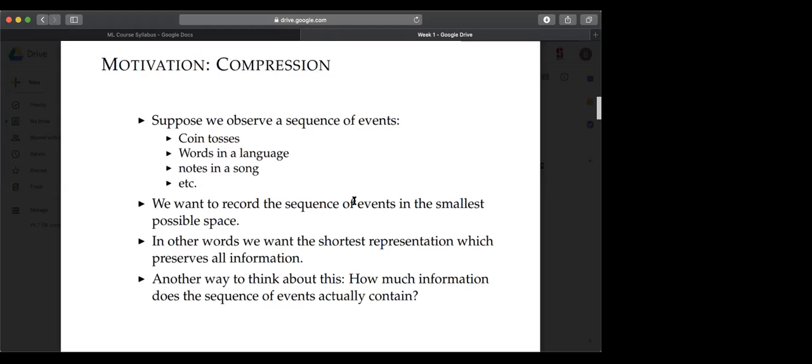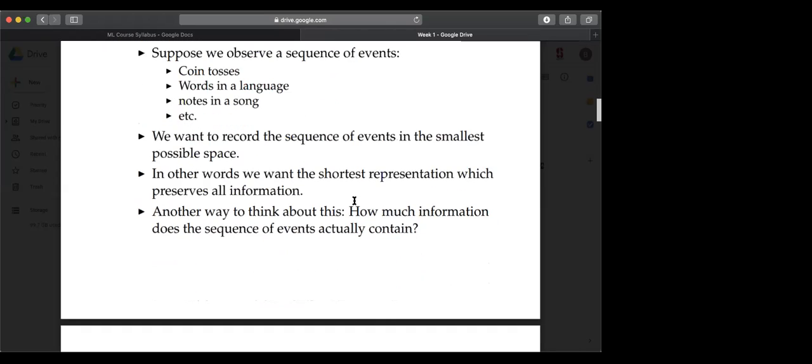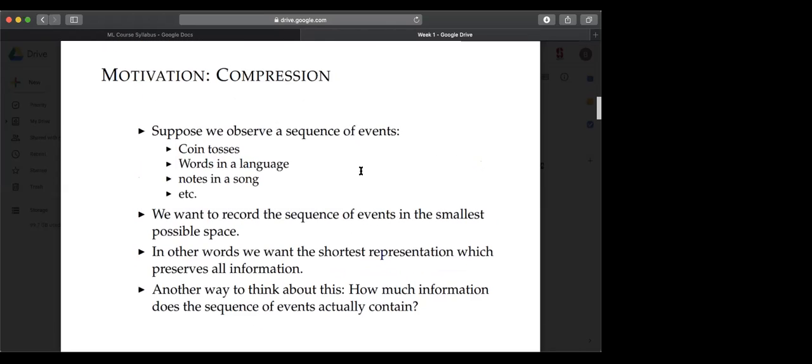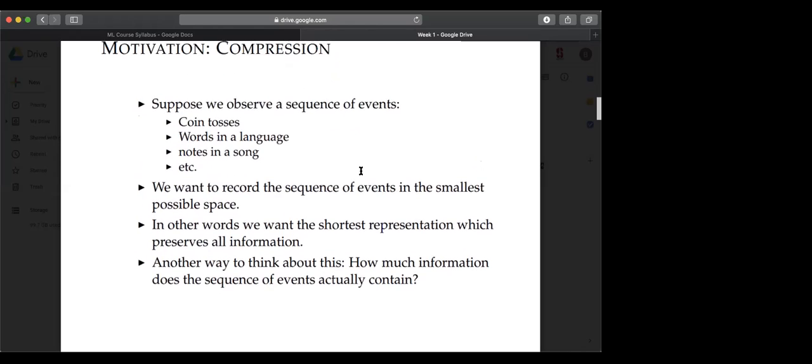Here's a little bit about compression. So we know what compression is, but here they give examples of a sequence of different events, right? You have coin tosses, words in a language, notes, and you always want to record the sequence of events in the smallest possible space, like I was alluding to earlier. The more that you can constrain your event space to be the smallest representation of all possible events, the more information you'll be able to pull from that. The more information, the more knowledge.